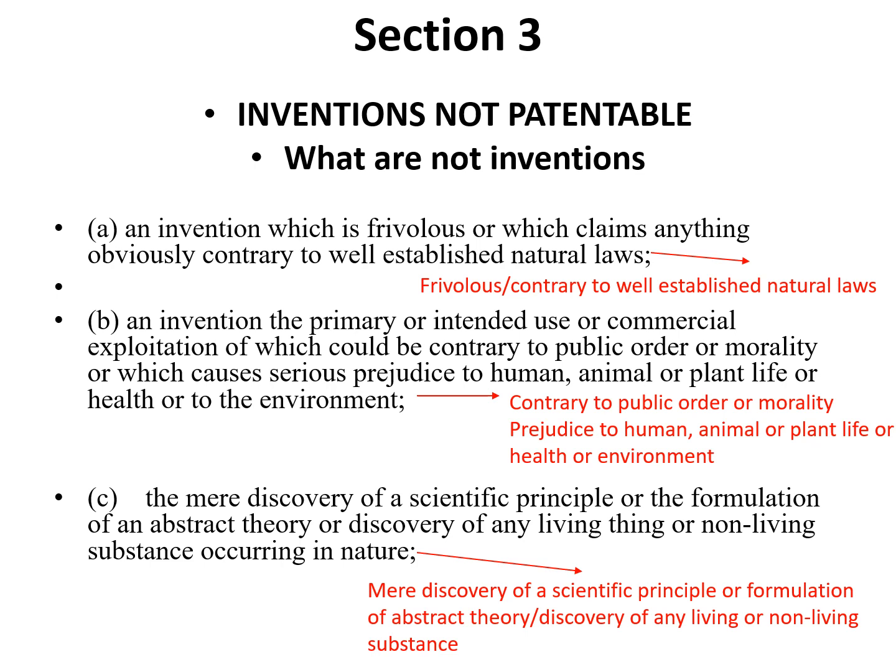Subsection C deals with the mere discovery of a scientific principle or the formulation of an abstract theory, or discovery of any living thing or non-living substance occurring in nature. Any naturally occurring rocks or minerals which are there in the world naturally, though they may not have been known but are discovered, are not patentable. And any scientific principle which is already there, for example E equals mc squared, cannot be patentable. This is just an example to understand this subsection.